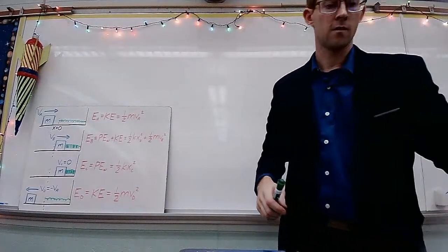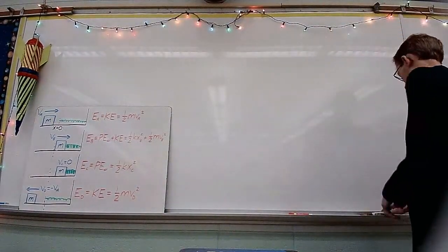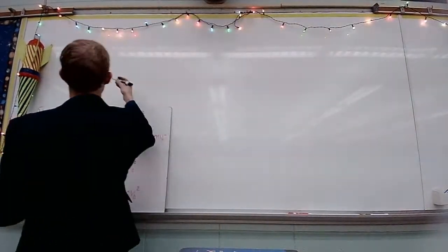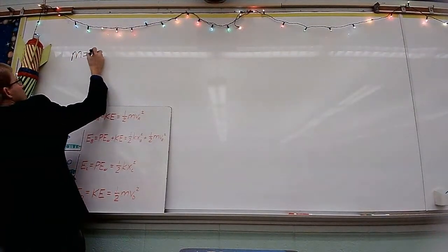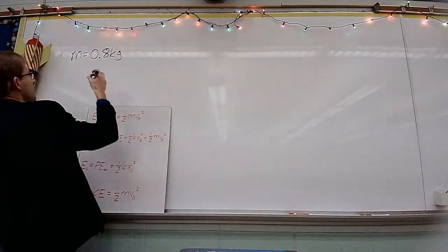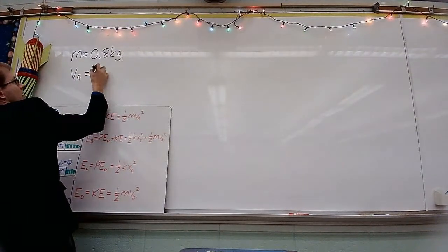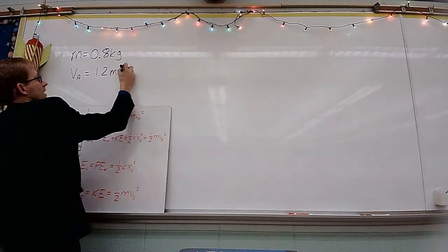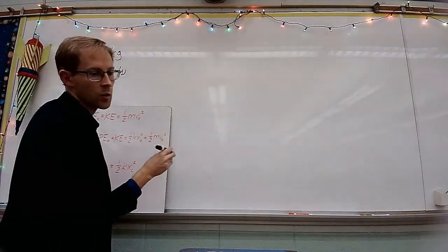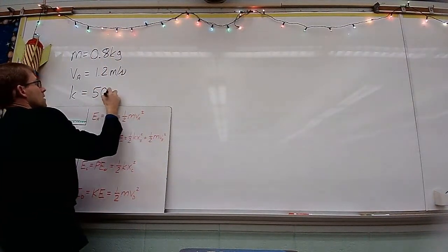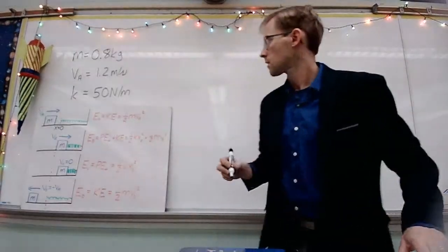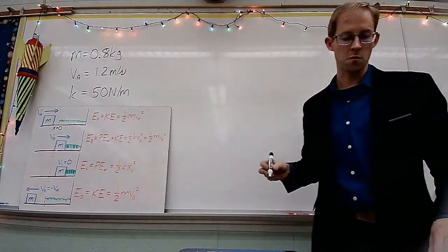So let's first put some knowns on the board. We'll say that the mass is equal to 0.8 kilograms. We're going to say that the velocity at A is equal to 1.2 meters per second, and we'll also say that the spring constant K is equal to 50 newtons per meter. So that's what we know about this situation in terms of numbers.